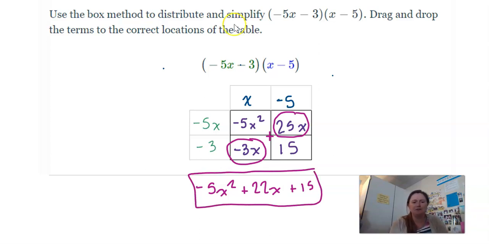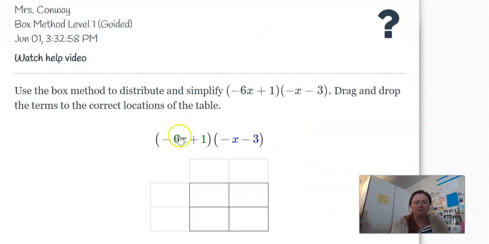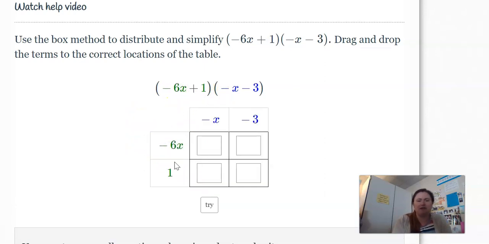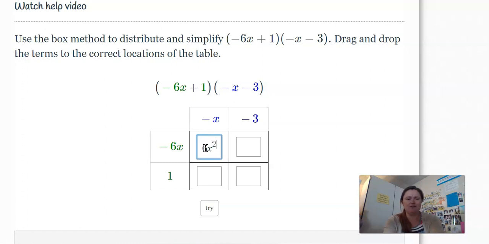So let's see how this will look if you're doing it on Delta Math. On Delta Math, you're going to be given the problem, and then you have to actually physically grab and drag and drop these green and blue expressions, or factors I should say, down into the sides of the boxes. So I'm going to put negative 6x right here, and then I just multiply. So you put your answers in here. That's negative 6x times negative x. Negative 6 times negative 1 is positive 6x to the power of 2.